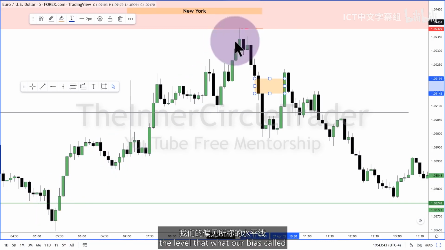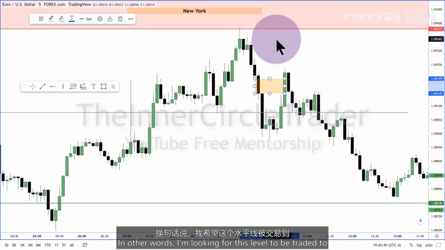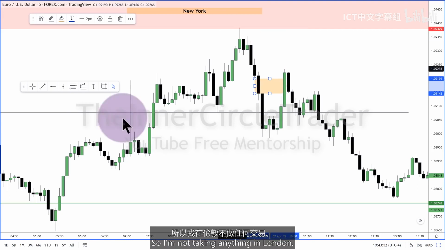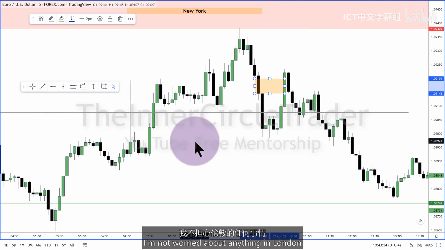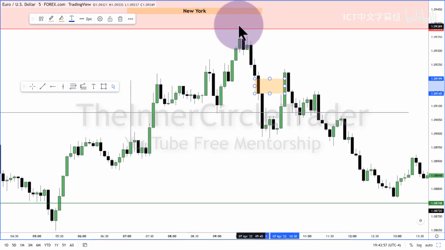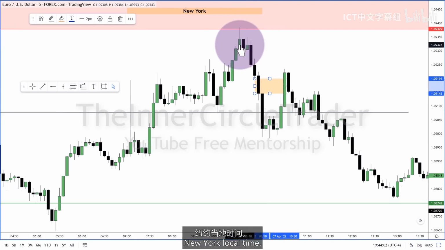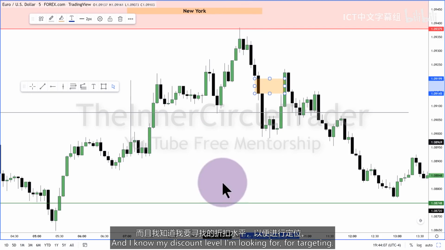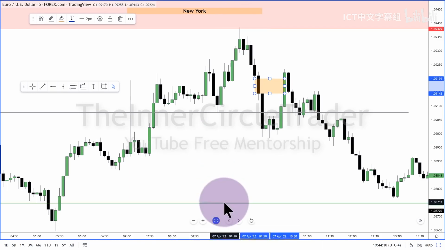Then we rallied up and we hit the level that our bias called for. In other words, I'm looking for this level to be traded to before I go short. So I'm not taking anything in London. I'm not worried about anything in London because London didn't give me the initial rally higher into this area. When does it go up here? It's going up there at 9:30 in the morning New York local time. So it hits that level. It's at a really rich premium. And I know my discount level I'm looking for, targeting.